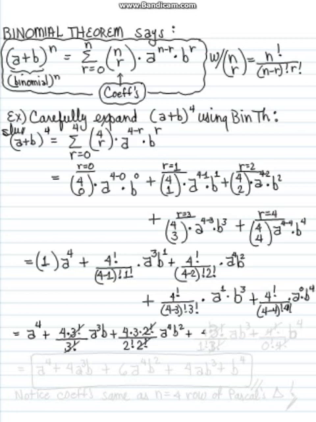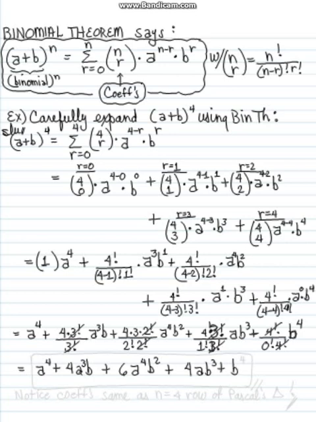Then plus, on the bottom we have 1 times 3 factorial, and on the top 4 times, let's just take the 4 factorial and factor it down to 4 times 3 factorial so we can cancel the 3 factorials, times a times b to the 3rd, plus the last term is 4 factorial over 0 factorial, which is 1, times 4 factorial, cancel those 4 factorials, times b to the 4th. And carefully finishing our simplification, we get a to the 4th plus 4a cubed b plus 6a squared b squared plus 4ab cubed plus b to the 4th.